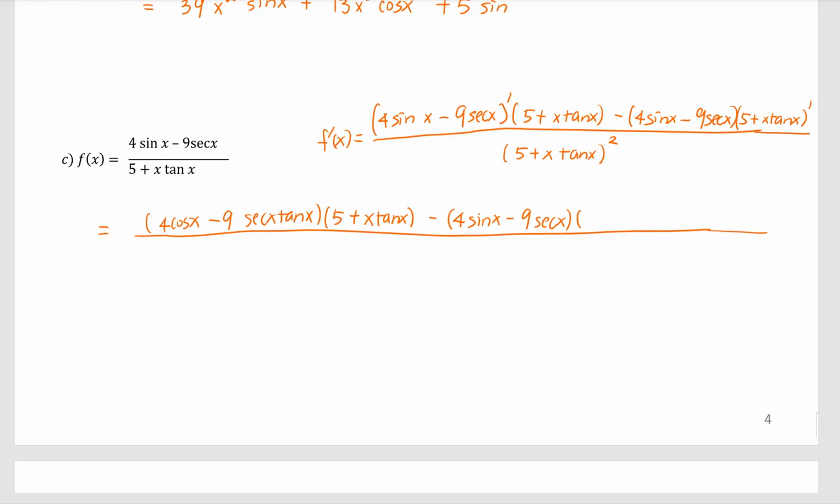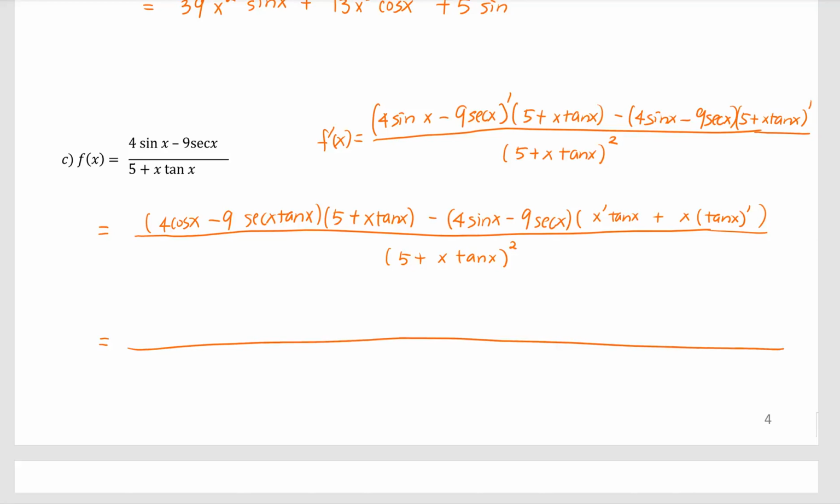Oh, but the derivative of x times tangent x, you see, this is a product. So we use product rule. First guy prime times second guy plus first guy times second guy prime. And then the denominators stay the same. Alright, let's continue. So we have 4 cosine x minus 9 secant x tangent x, and 5 plus x tangent x minus 4 sine x minus 9 secant x.